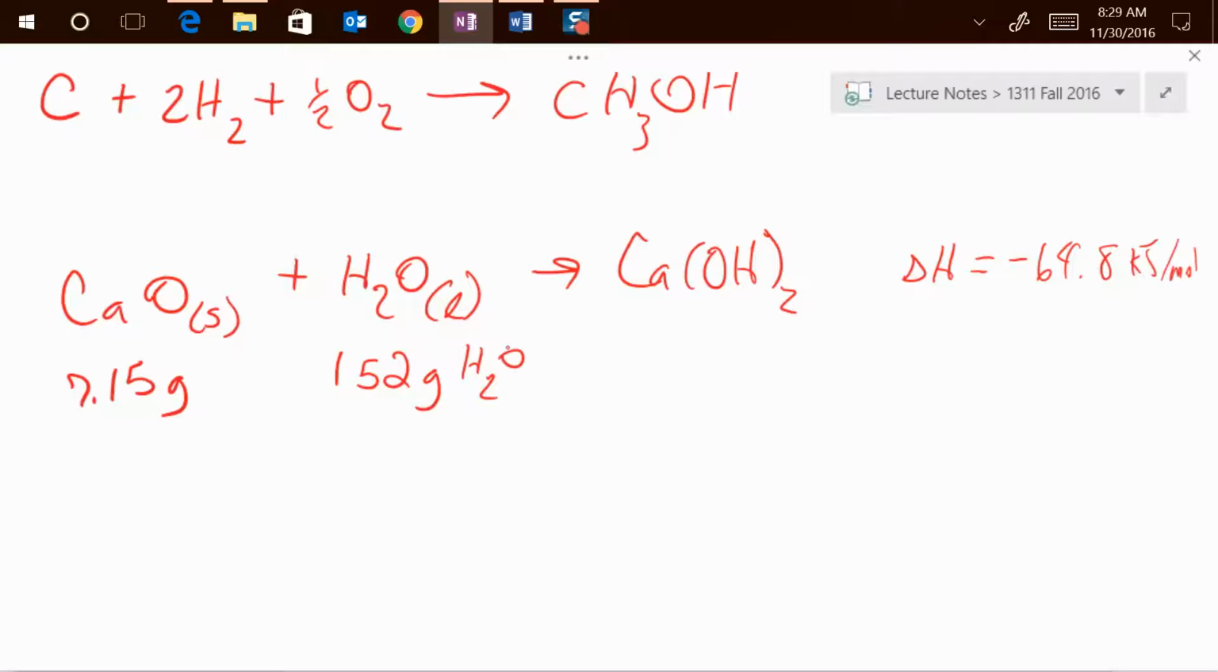How much energy is released if I start with 7.15 grams of calcium oxide or 152 grams of water? How am I going to figure this out? What's that? Okay, convert them to moles and then do what with them? That's right. That's a good first step.